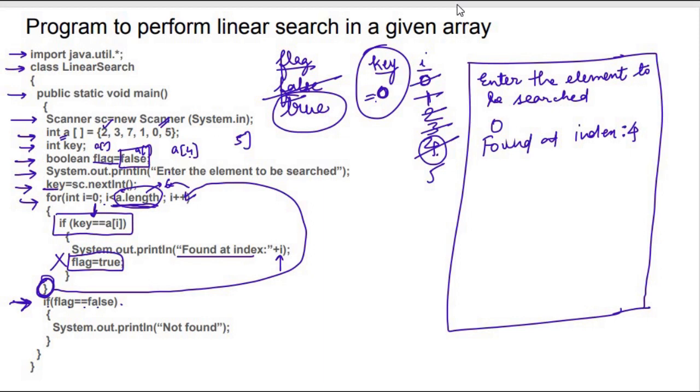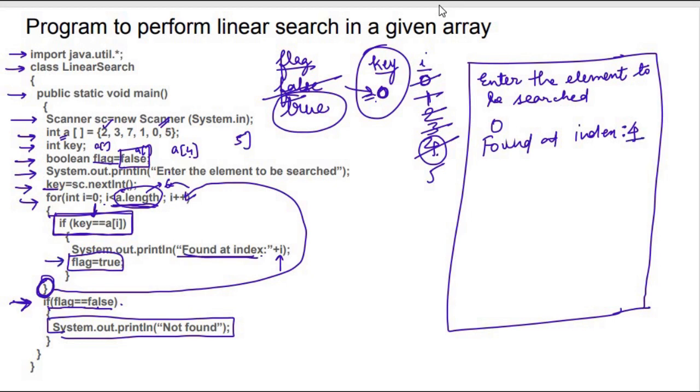So the value of flag will remain false. That means if flag is equal to false will be true at that time, and this would only mean that the element is not found. So this statement will be printed if the search element is not present in the array at all. But in this case the search was for 0. 0 was found. That means this if block became true, and inside the if block what is written? Element found at index 4.